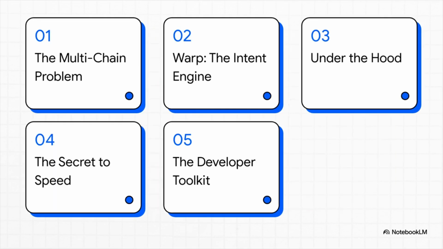So here's how we're going to break it all down. First, we'll set the stage with the multi-chain problem. Then we'll introduce Warp as the solution, this intent engine. After that, we'll pop the hood and look at the architecture, find out the secret behind its speed, and wrap up with the toolkit it gives to developers.